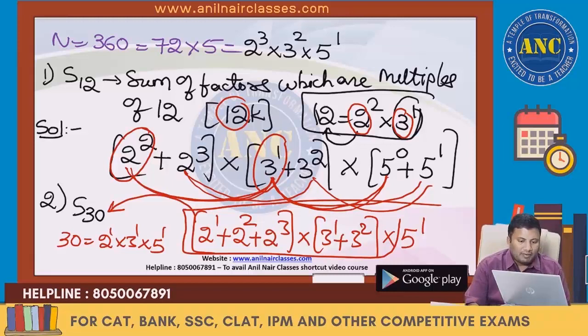Naveen, why should it be 3 power 0? 30 is starting from 3 power 1. So it is 3 power 1 plus 3 power 2. Rest is 5 power 1. Sum of the factors which are multiples of 12 over sum of the factors which are multiples of 30. Everybody says clear. So next concept.